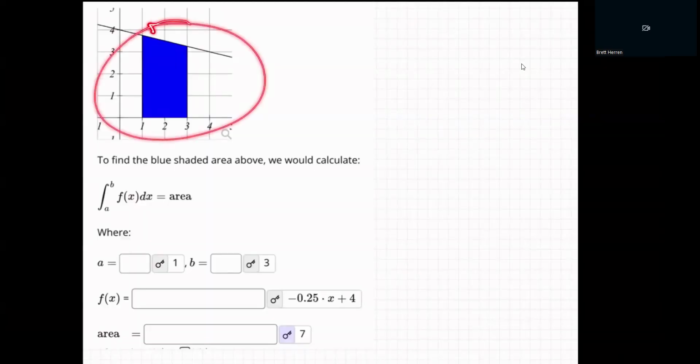The question has a shape, some blue shading under a straight line. We're supposed to find the integral, which means the sum of the area under the function from A to B. A and B are pretty easy. This is A, this is B, from 1 to 3. We're supposed to find the area. Now they want us to find the function first off.